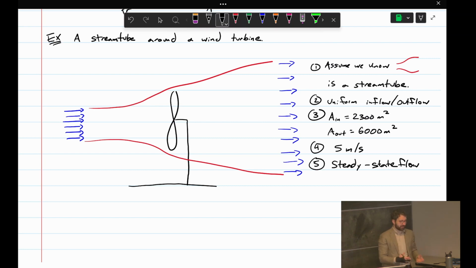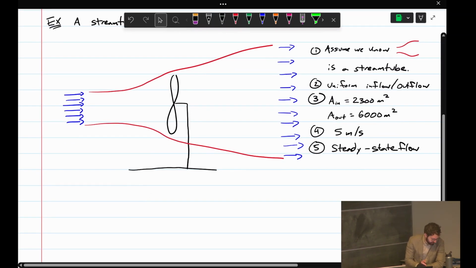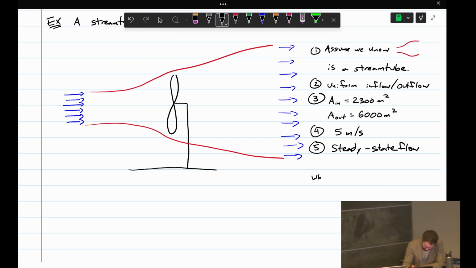So these are all the things. This is the problem setup. I'll show you what this stream tube looks like in a second. But this is our problem setup. And the question we're trying to solve is, what is V out? So we know V in. We want to get the uniform velocity at the end of this stream tube.